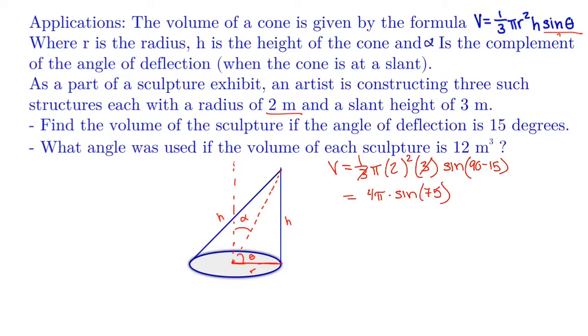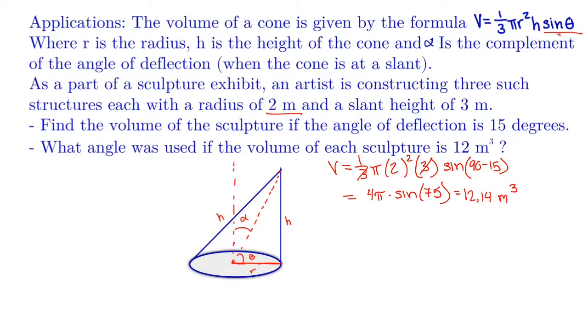Now when you plug this in, because this is in degrees, please make sure that your calculator is in degrees. 75 is not one of our values on the unit circle. We could do a sum or difference for this, but because it's a word problem, having it as a decimal approximation is going to make more sense than an exact value. So I'm going to change my calculator into degrees, and then I'm just going to do 4 times pi times sine of 75, and I get the answer of 12.14, and it's measured in meters, so we'd say meters cubed.